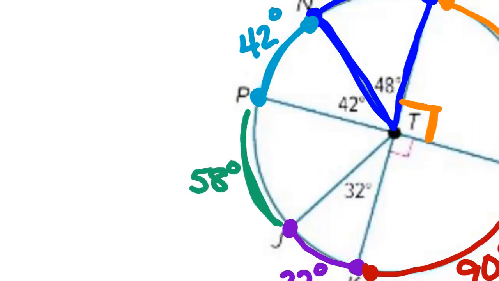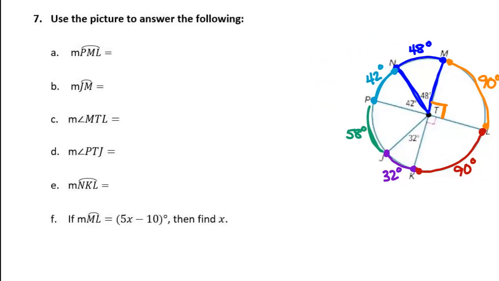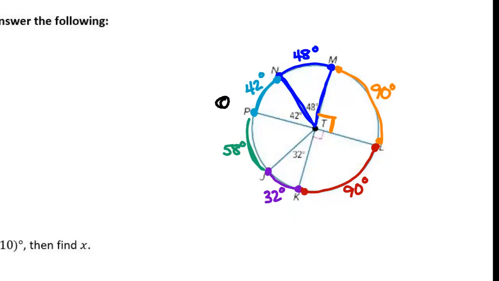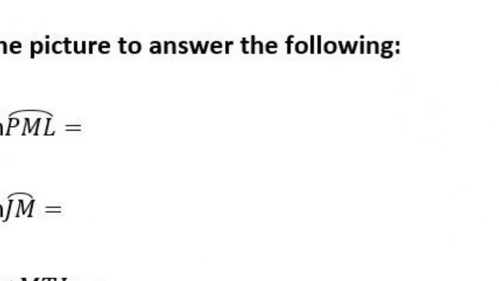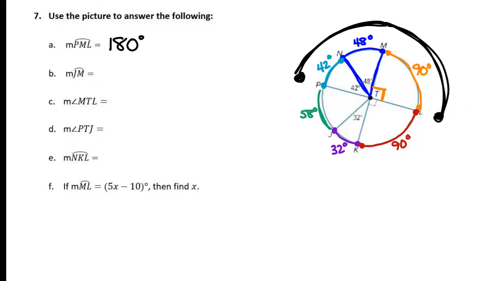All right, let's go through and answer the questions now. Arc PML. So starting at P, go past M, all the way over to L. How much would that be? 180, because PL is a diameter. This is 180. Or you could add 42 plus 48 plus 90. That would also give you 180. So you can find it either way.